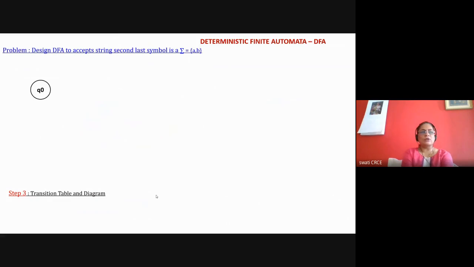Okay, now the next problem. Design a DFA that accepts strings where the second last symbol is small a. So they are saying that the second last element is small a, which means the next element can be small a or small b.